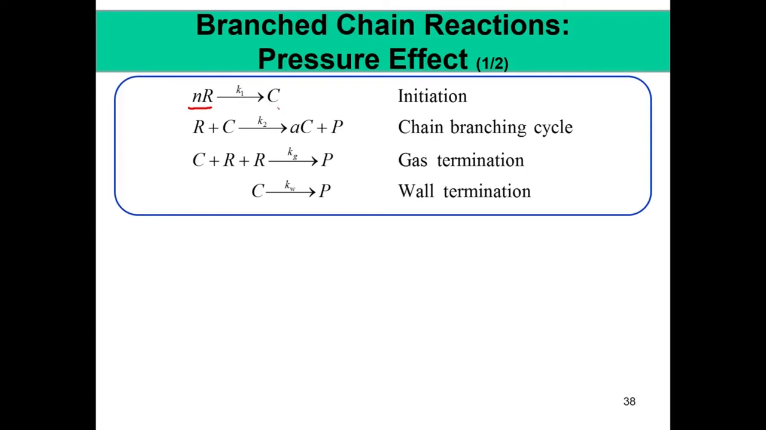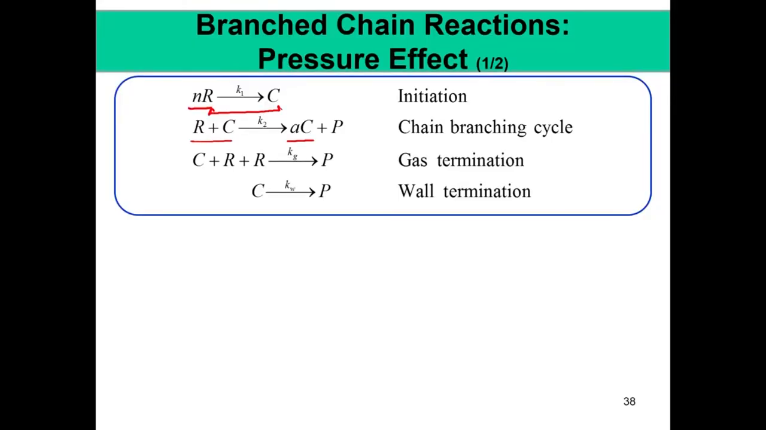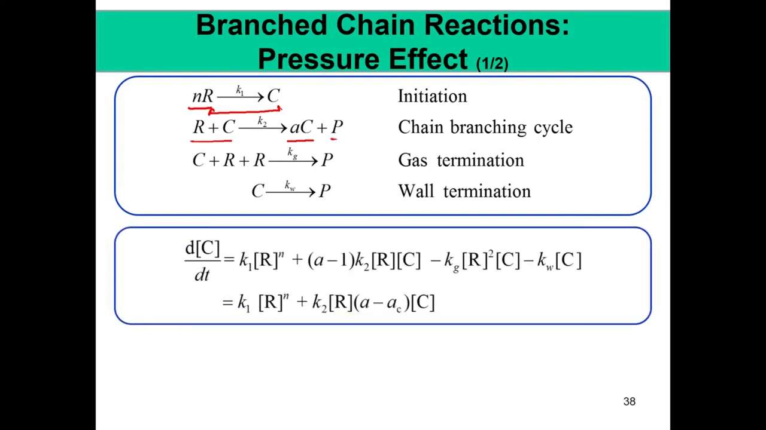Now, this chain carrier that is formed goes and attacks R in this step. So, R plus C leads to production of more chain carriers. Now, you would ask that this is not balanced, but here we are talking about generalized chain carriers. So, this R can be CH3, this C can be H, and this aC means there are multiple chain carriers being formed. It can be H plus O plus OH, something like that. a is the multiplication factor of the chain carrier, not the species itself, and product is formed.